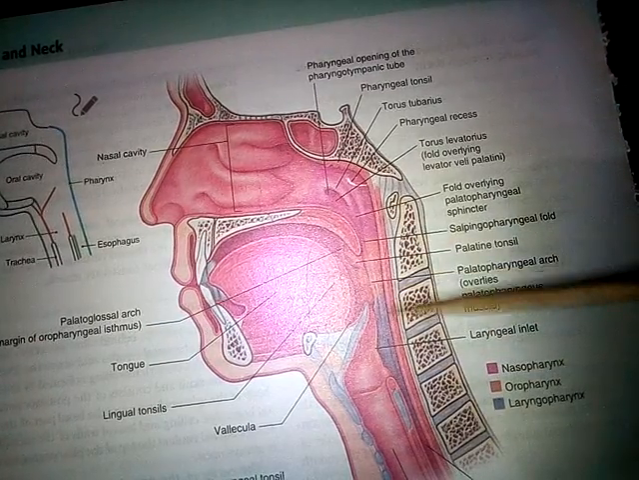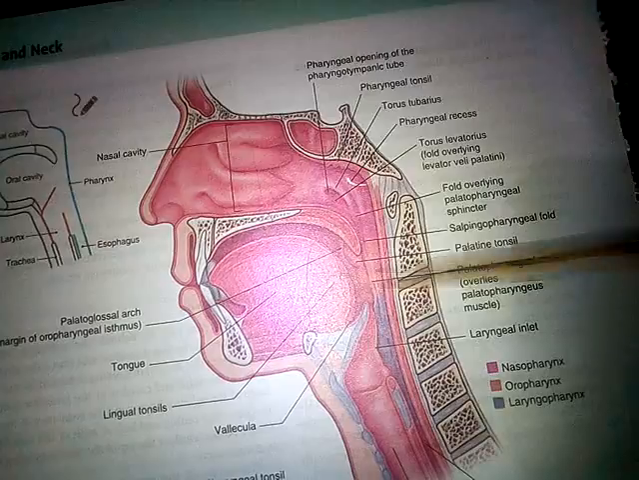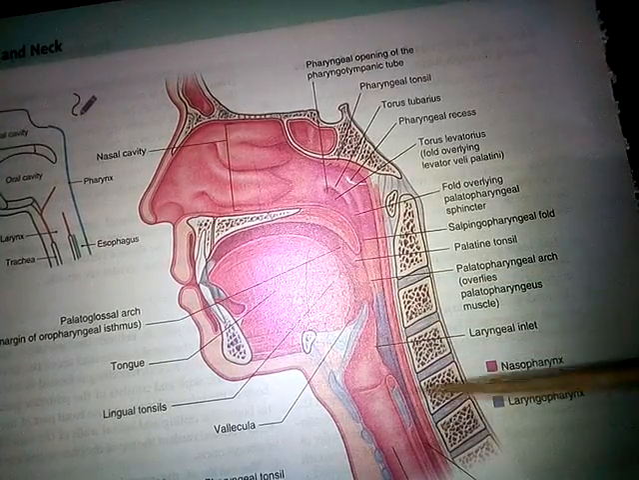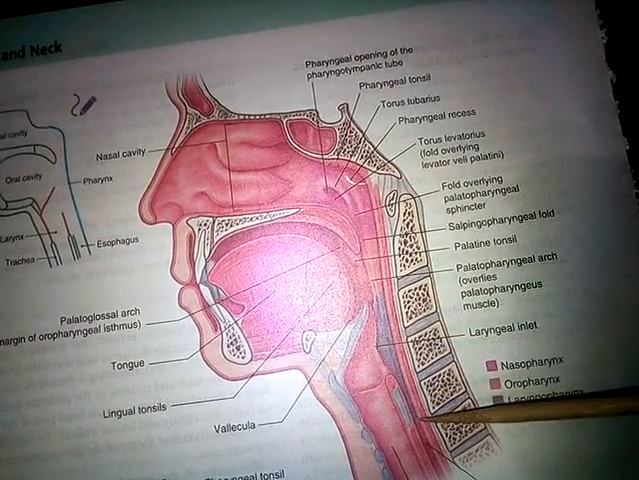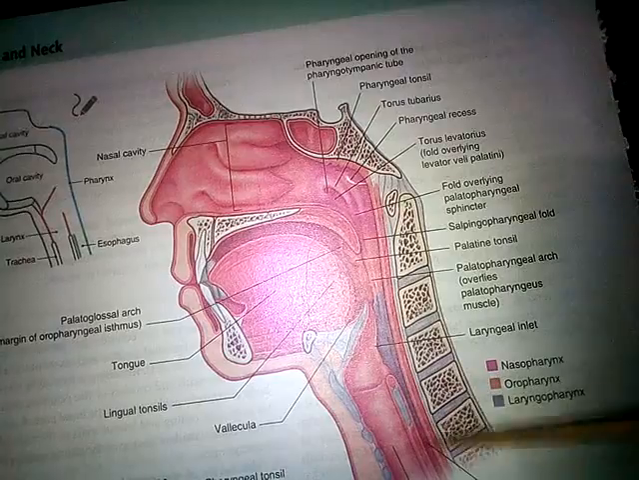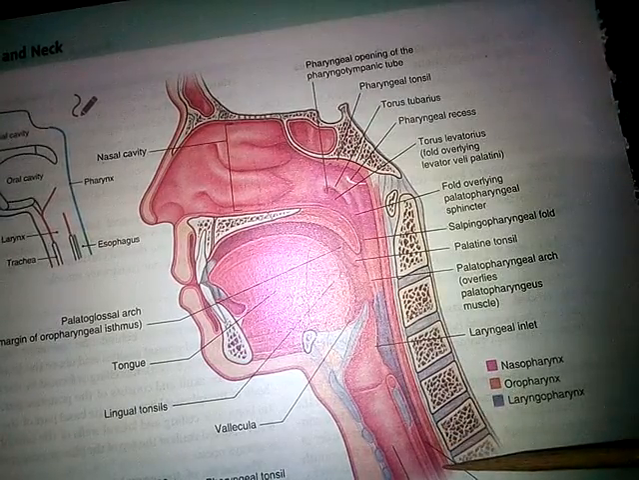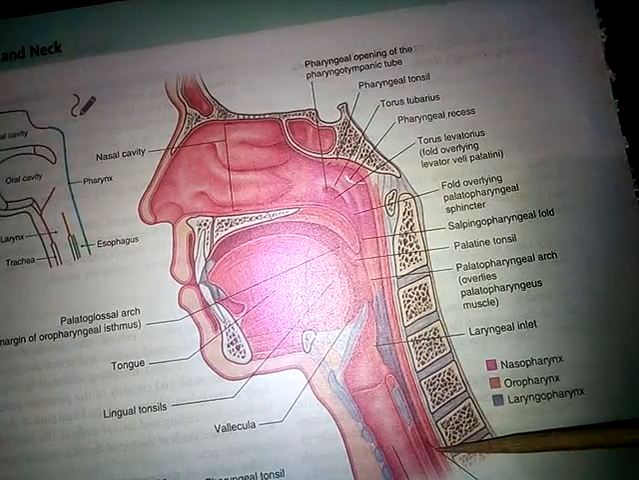The parts involved in the digestive system are the oropharynx and laryngopharynx, and pharynx continues downward as esophagus. Clear?